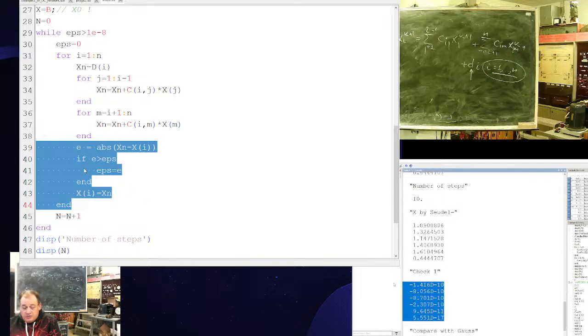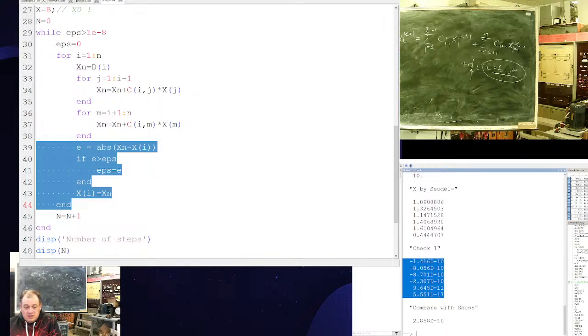Here is the check for Ax minus b. I ordered how many? 8 digits after the comma. I got 10. And comparing with Gauss, 10. What does this mean? 10 to the power minus 8 multiplied by 10 to the power minus 10, minus 15, 17, minus 11. Very good.